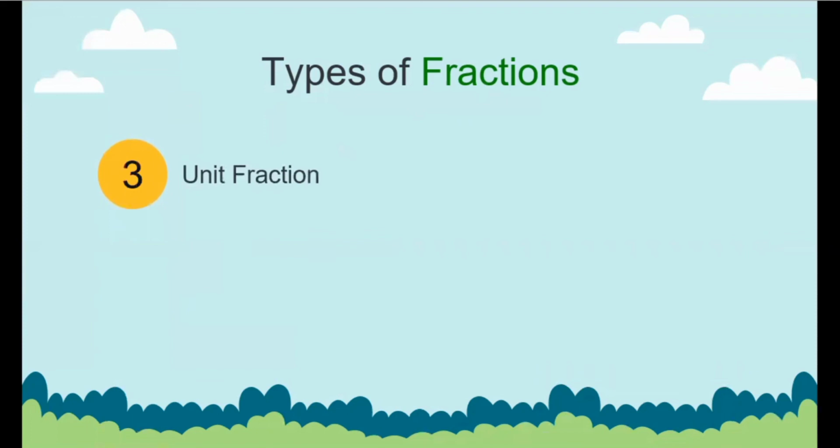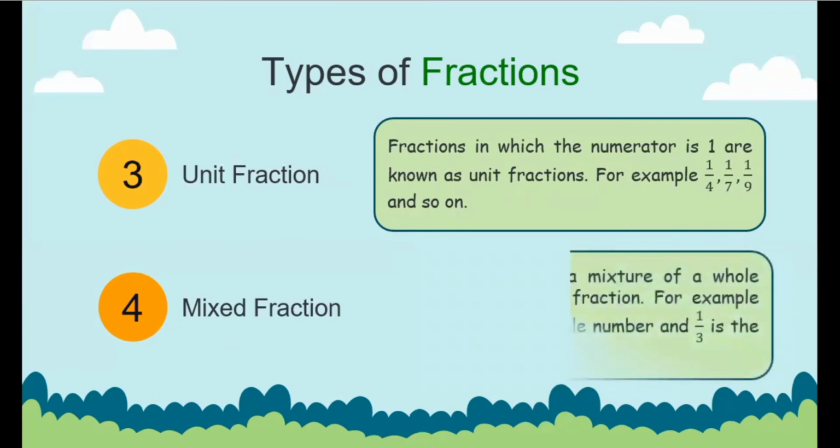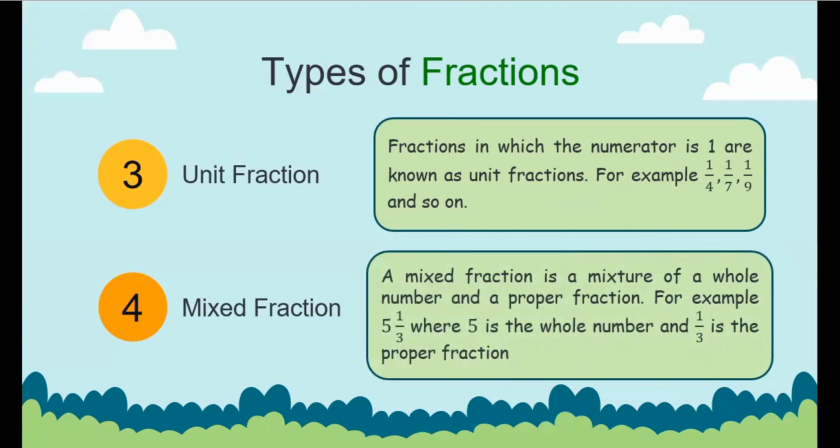Third, there is unit fraction. Fractions in which the numerator is 1 are known as unit fractions. For example, 1/4, 1/7, 1/9, and so on. Fourth, mixed fraction. A mixed fraction is a mixture of a whole number and a proper fraction. For example, 5 and 1/3, where 5 is the whole number and 1/3 is the proper fraction.